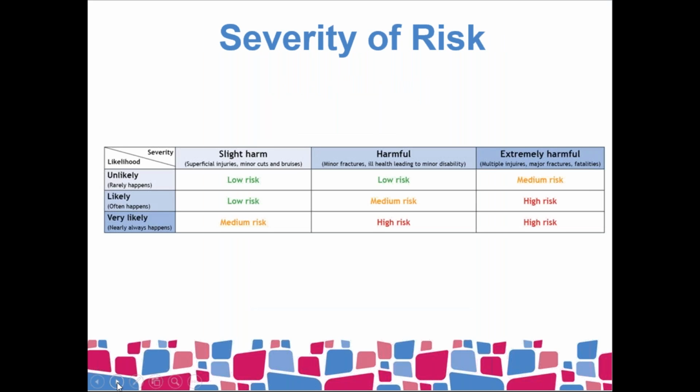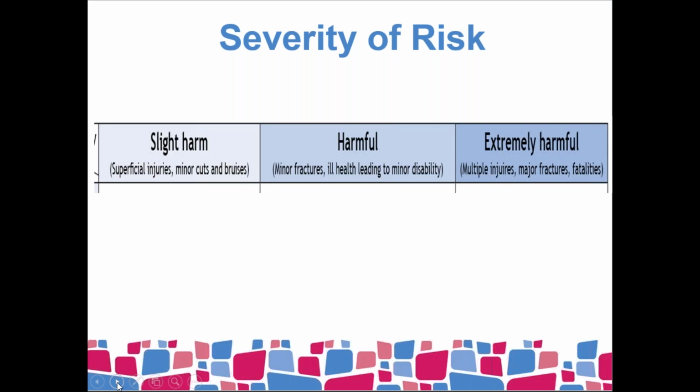And the next bit is the severity of the risk. And again, we can look at our very handy box. So we have slight harm, so superficial, minor things, fractures, minor, or ill health. And then there's the extremely harmful, so that's the top end of the scale. So by cross-referencing the likelihood and the severity of the risk, that will give you a risk level.